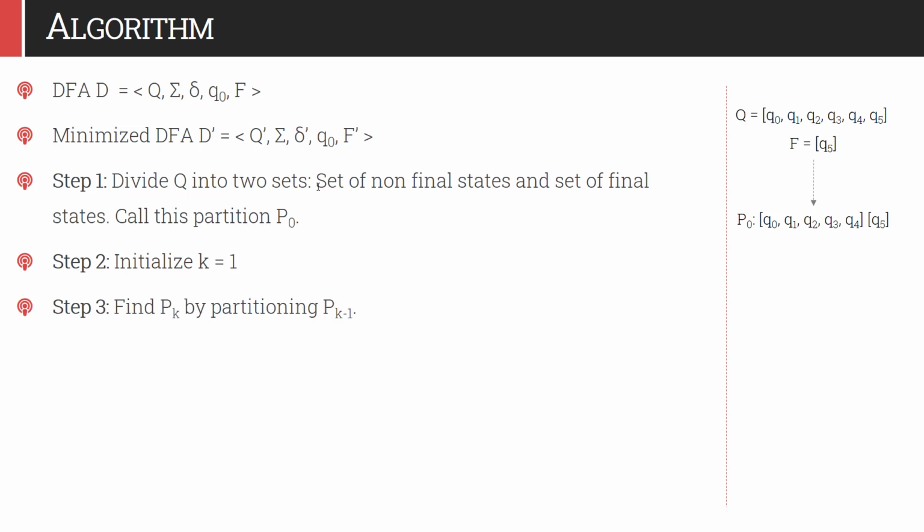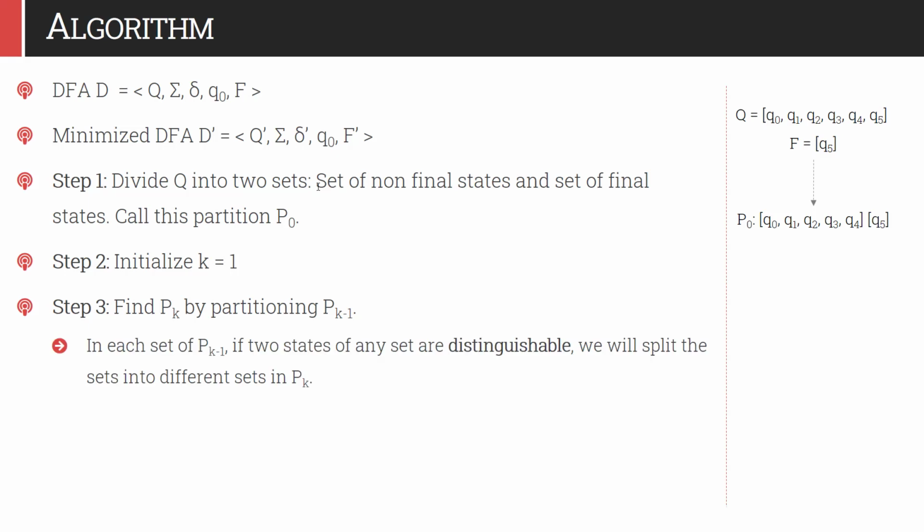We have to find Pk by partitioning Pk minus 1. So from P0 we will derive P1. Once we have P1, we will derive P2 from that and so on. To derive Pk from the previous partition, in each set of Pk minus 1, if two states of any set are distinguishable, we will split the set into different sets in Pk.